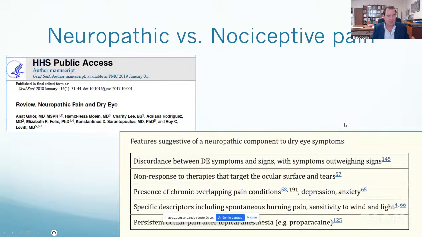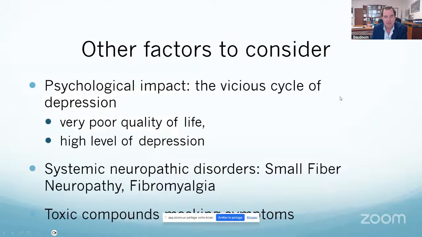There are some attempts, and I want to acknowledge the role of Anat Galor and other experts in the field that try to discriminate dry eye from neuropathic pain, so neuropathic versus nociceptive pain, the fact of using anesthetics in the cornea that may decrease the pain if it is related to the cornea or not if it is related to neuropathic pain. This may be interesting, but honestly, in many conditions, there is an overlap between the two, and many patients are suffering from the cornea and suffering from the brain. And of course, they are not really improved by the standard treatment.